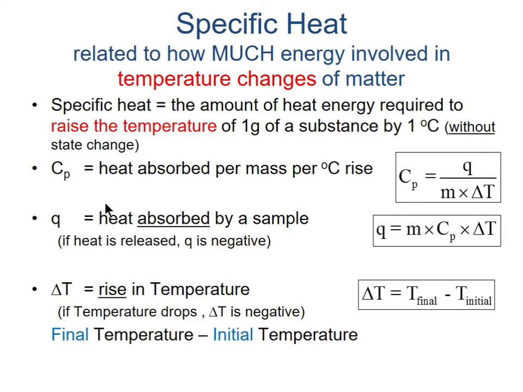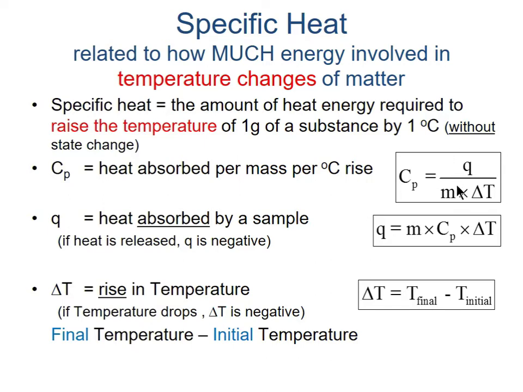and chemistry textbook seems to have a difference. Some of them call them CP, some of them just call it capital C, sometimes it's an S for specific heat, so it can vary, but if you look at the units they will always be consistent. So we're going to use the variable C with a little subscript of P, and that really implies that this is happening at a constant pressure. That the heat absorbed per mass per degree Celsius rise.